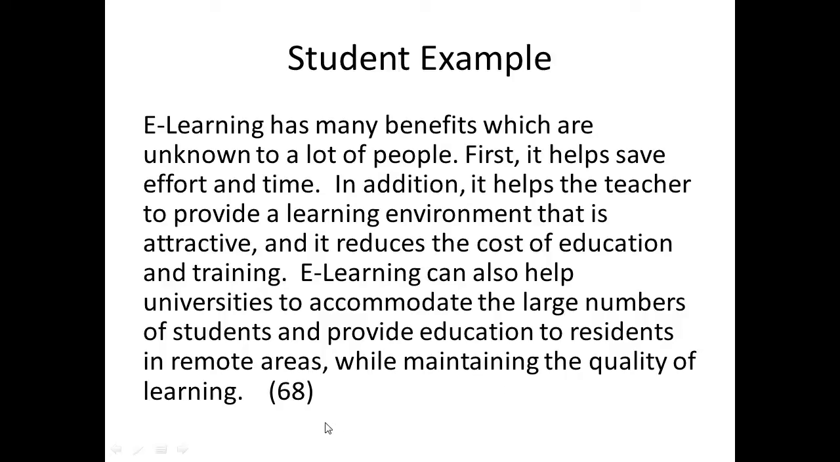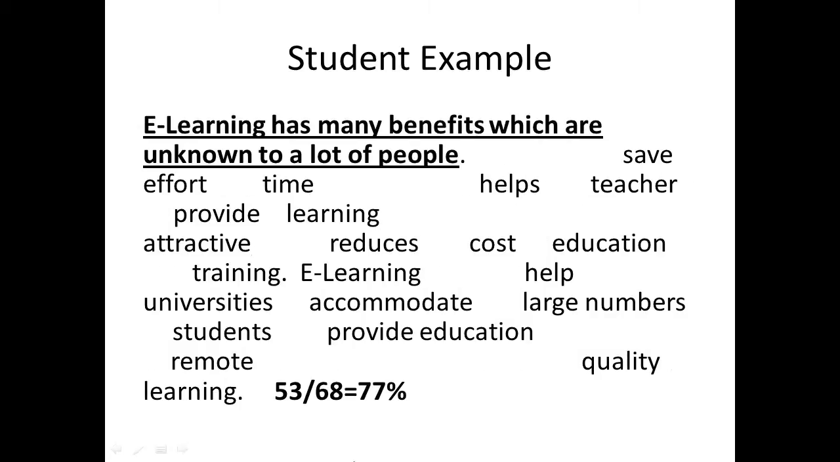Now, this is a simple paragraph. It's not the best paragraph in the world, but what we want to do is look at it in terms of content words. Does the writer stay on track? Does this paragraph give enough content words to keep the meaning on track? So this is 68 words. Let's take a look. Now here are all the words that I think are associated with the content. Here's the topic sentence. E-learning has many benefits. Okay, so here's a big deal here, benefits.